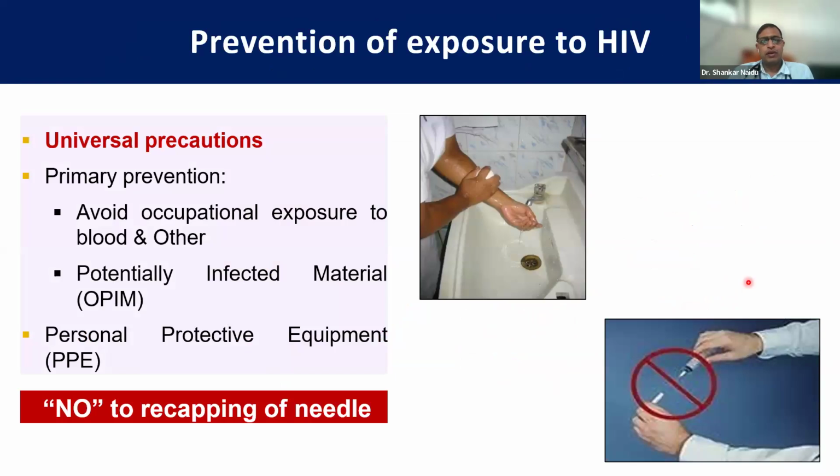So for prevention, the next step is taking adequate precautions, that is, universal precautions. Primary prevention is to avoid occupational exposure to blood and other potentially infectious material, and use of personal protective equipment. And we have to say no to recapping of the needles, as I have already shown in the previous graph. Nearly 3% of exposures are because of recapping of the needles.